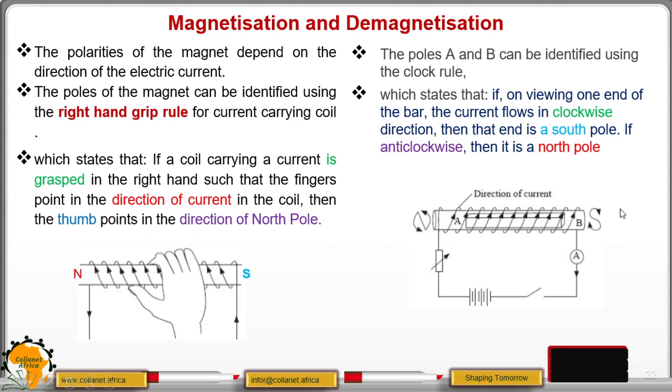When you come and place your eye on this other end, you'll find that now the current will be flowing towards the other direction, that is clockwise. If you find that it is clockwise, then that end becomes a south pole. So that is what we call the Crook rule. So we have two rules, the right-hand grip rule and the Crook rule. And these ones are going to help you to identify the poles of a magnetized material.